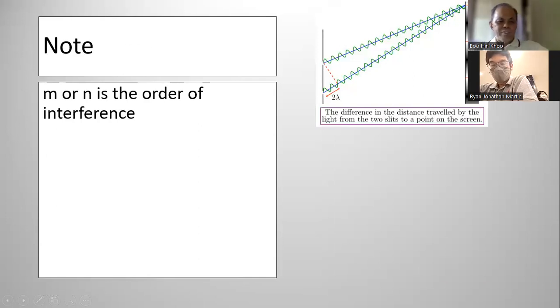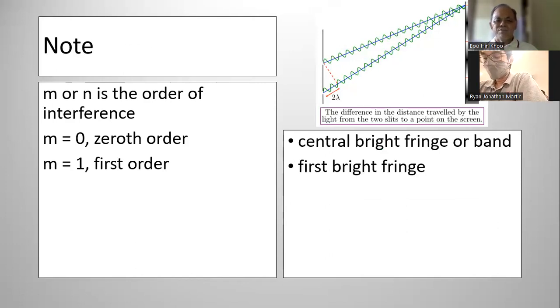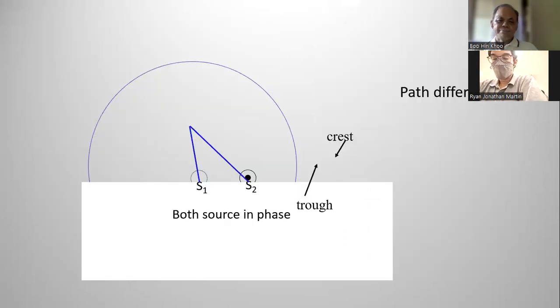Sometimes people will use m, sometimes n. It depends on the textbook, it doesn't matter. m equals 0 is the 0th order, the central bright fringe. m equals 1 is the first order, the first bright fringe. That's the name given. I think we won't bother about all that.